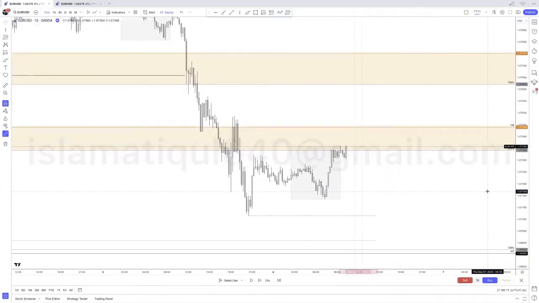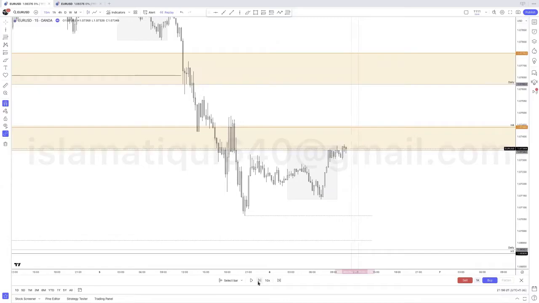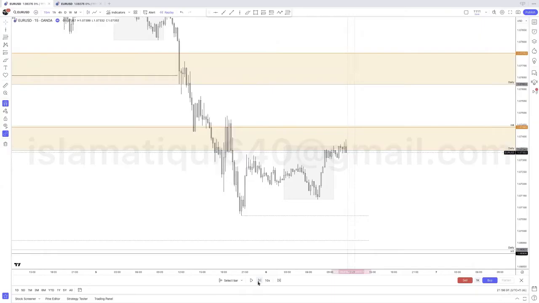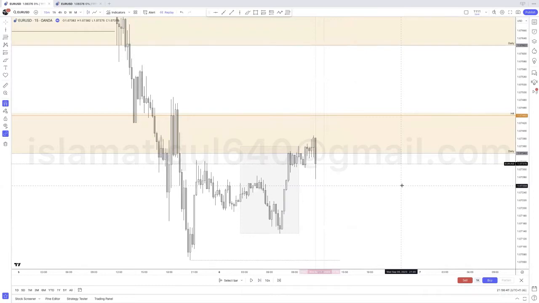And then let's see. Let's wait for a clean rejection or maybe a breakout structure, whatever, and then let's take the trade. Okay, let's get started. Nothing yet. Nothing yet. Nothing yet. You see, we're still waiting, right? We're still waiting for a clean confirmation. Okay, we do have a breakout structure here as well.